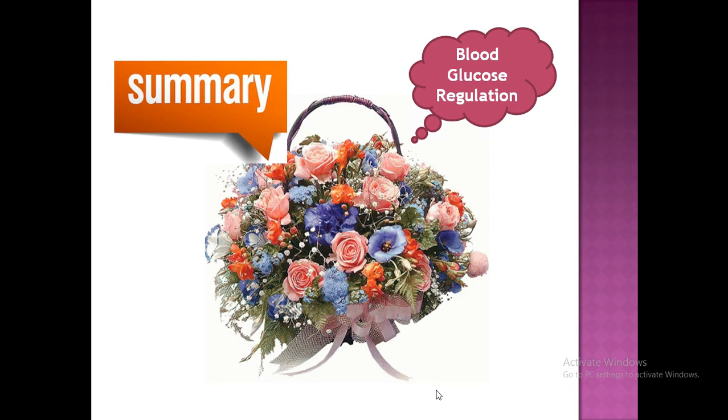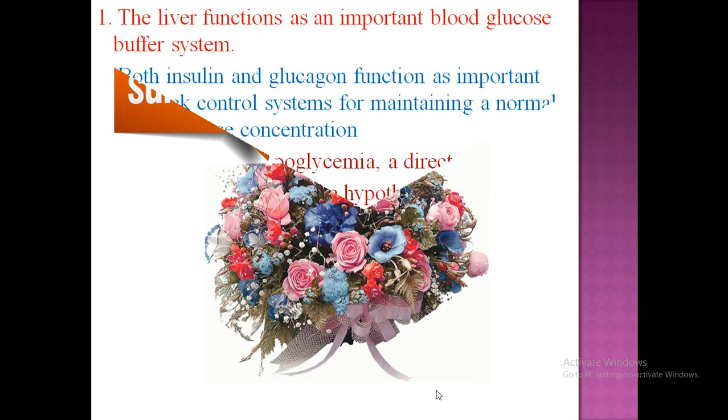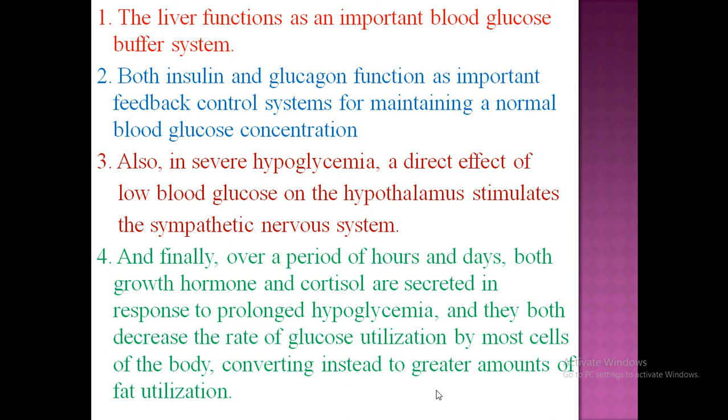Now in the end, I am going to summarize all these things regarding the regulation of the blood glucose level. The most important role is played by the liver. Secondly, we have the insulin and glucagon hormones acting. Then the involvement of the sympathetic nervous system, and finally, over a period of hours and days, both growth hormone and cortisol are secreted in response to prolonged hypoglycemia, and they both decrease the rate of glucose utilization by most cells of the body, converting instead to greater amounts of fat utilization.